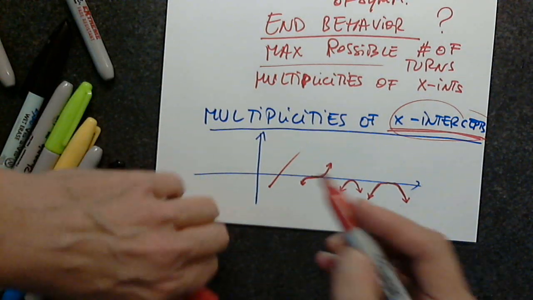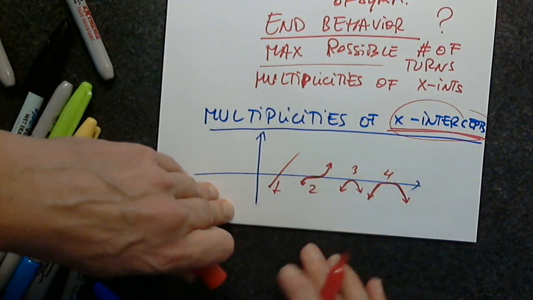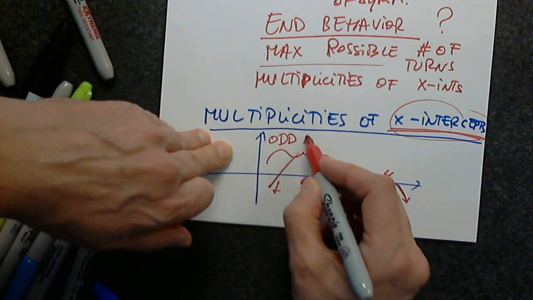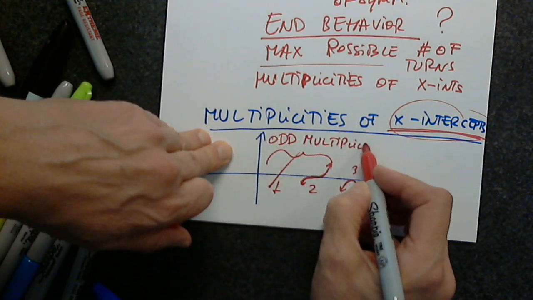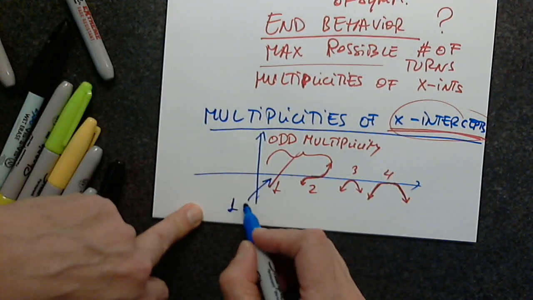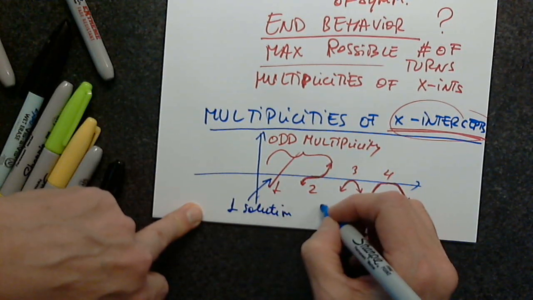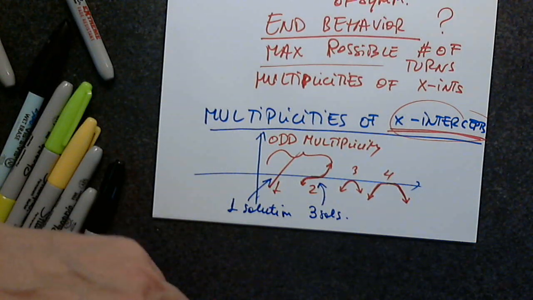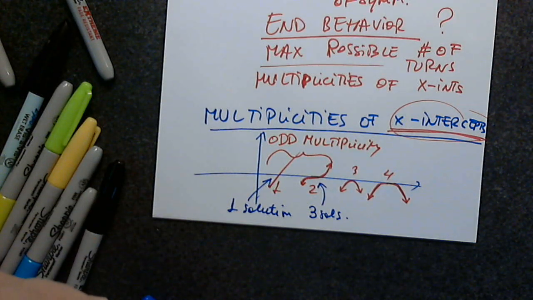So if this is 1 in my example, and 2 and 3 and 4, this is what it's called, an odd multiplicity. And I will write here, this situation is 1 solution. This situation is 3 solutions. It sounds difficult right now. You will see it's not in a minute when we start looking at examples.